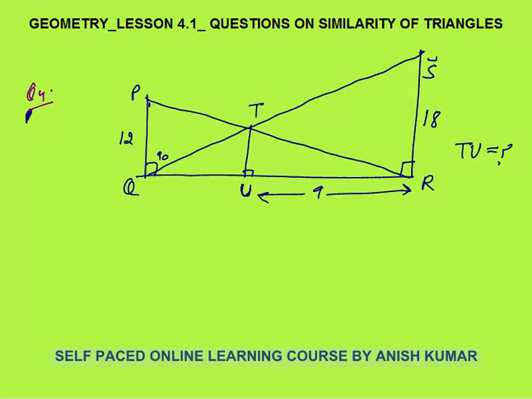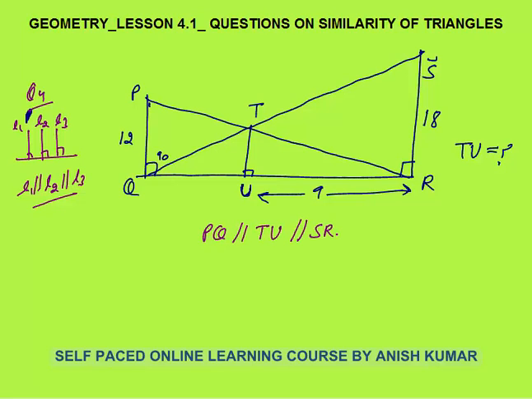Again we will use the concept of similarity. First of all, when three lines L1, L2 and L3 are perpendicular to the same line, they are always parallel. L1 is parallel to L2 is parallel to L3. In the same way, PQ will be parallel to TU will be parallel to SR. Now if I make this angle alpha, this angle will also be alpha as TU is parallel to SR.